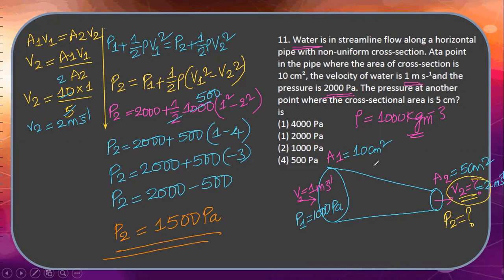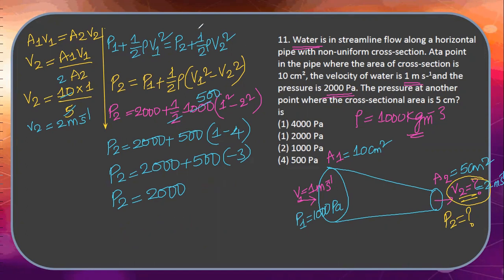Sorry, 3 5s are 15, so 1500, not 500 as I wrote. Then P2 is equal to 2000 minus 1500, so P2 is equal to 500 pascals.